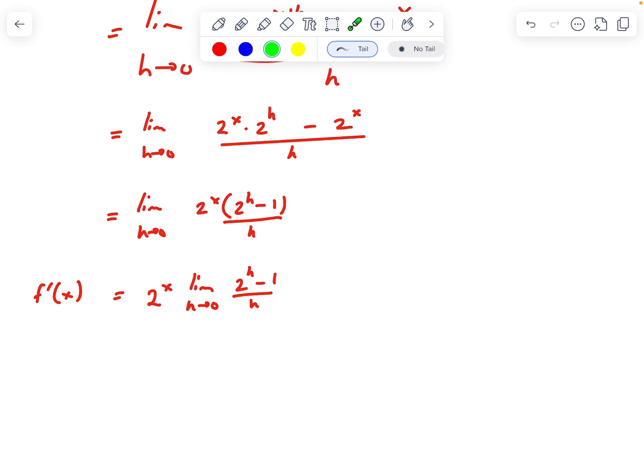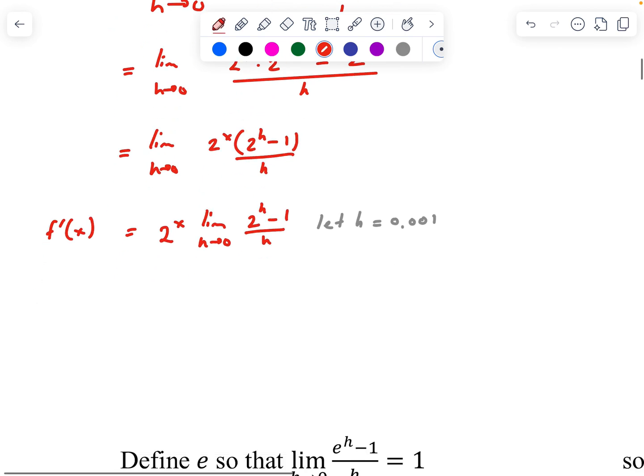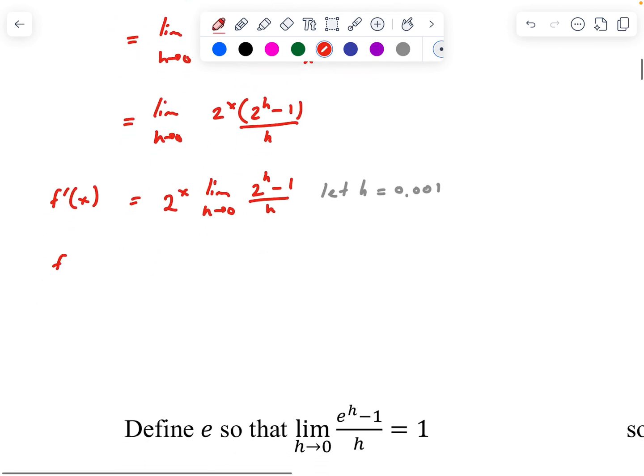If you go to your calculator and you type this in, and you let h be 0.001, something very close to 0, I get the derivative of 2 to the x is 2 to the x times 0.69, roughly. Okay, so the derivative of 2 to the x is 2 to the x times 0.69.